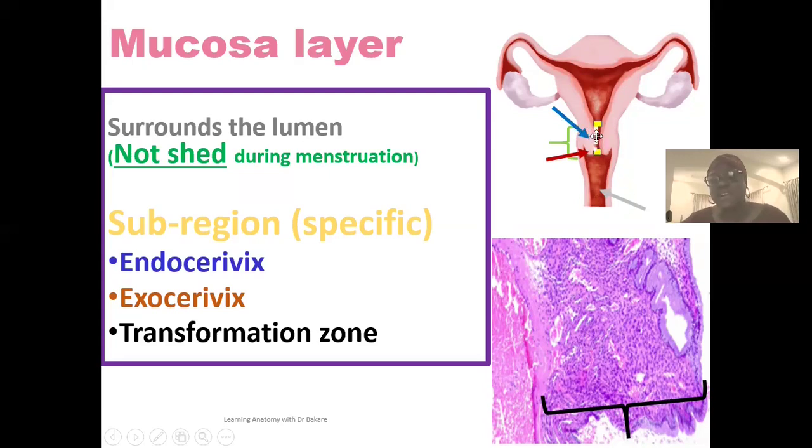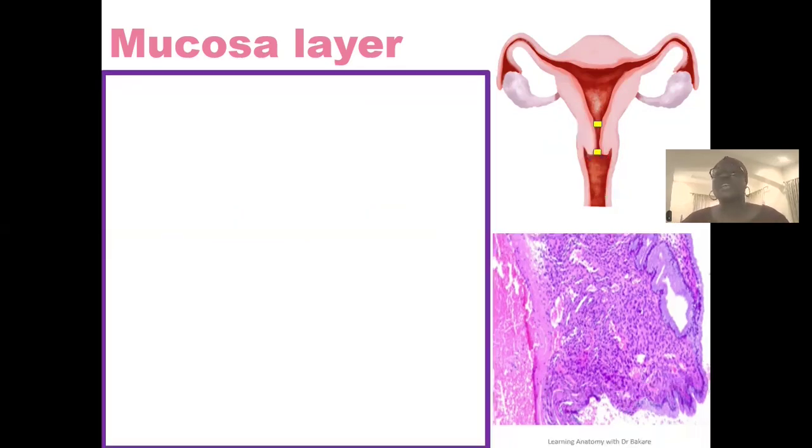So the mucosal layer of the endocervix is what is highlighted here in white, and this is different from the mucosal lining of the ectocervix or the exocervix. And this is what is highlighted here in dotted blue. And at this point that is arrowed in black is where we have the transformation zone. So we see that the mucosal lining of the different sub-regions of the cervix are different. So we'll be taking the mucosal lining of the cervix in respect to their different sub-regions. So first, we'll be looking at the mucosal lining of the endocervix, which is referred to as the endocervical mucosa.